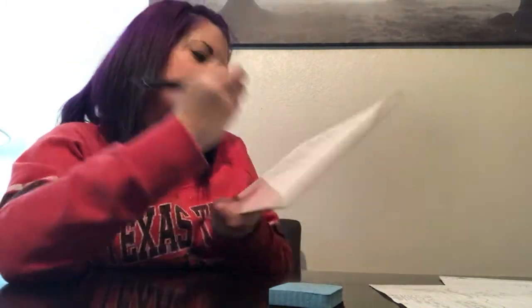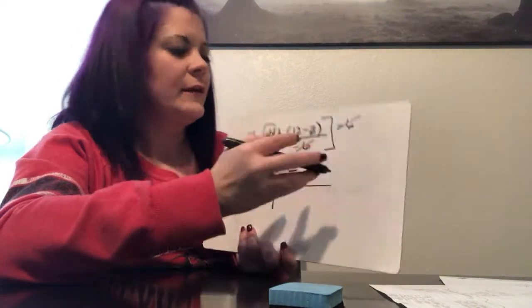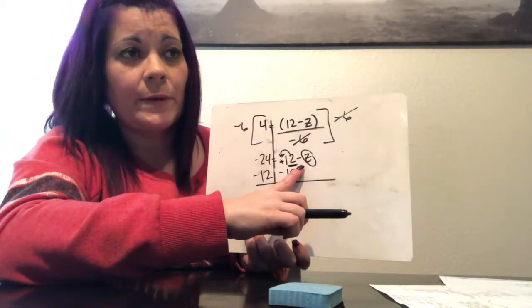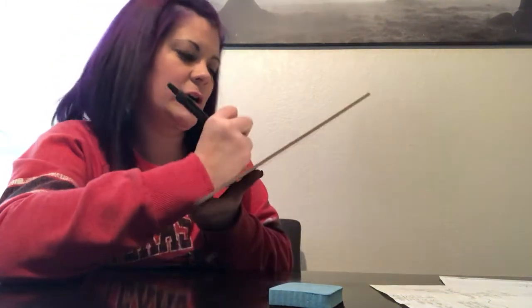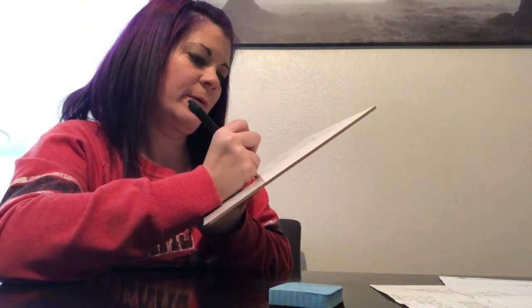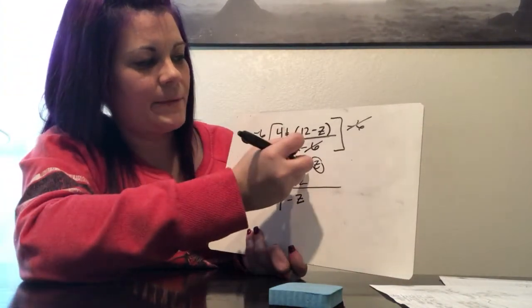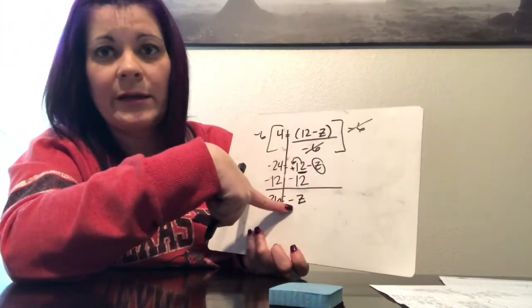-24 minus 12 is -36. And then we bring down the z, but we cannot drop this subtraction symbol, okay? Do not do that. You cannot drop a subtraction symbol. If it was a plus sign, you could drop it, but we cannot drop this subtraction symbol, so we have to bring it down.